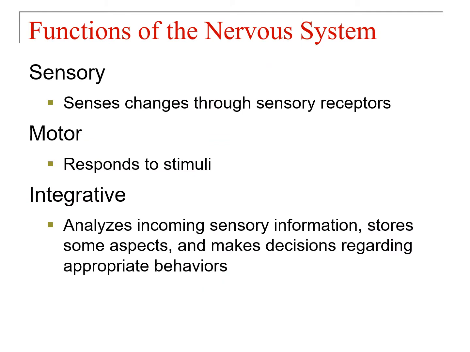Okay, so the major functions of the nervous system are going to be sensory, which senses changes through sensory receptors, integrative, which analyzes this incoming information, stores some aspects, that's what we call memory, and makes decisions regarding appropriate behaviors. And so once you've made some sort of decision on what to do with the information that you've got, then you send impulses through the motor portions of the nervous system, which is your response to some sort of stimulus. And I don't want you to think that this just means something like movement. This could be something like raising body temperature in response to an infection, raising respiratory rate during exercise. So these are not necessarily voluntary things.